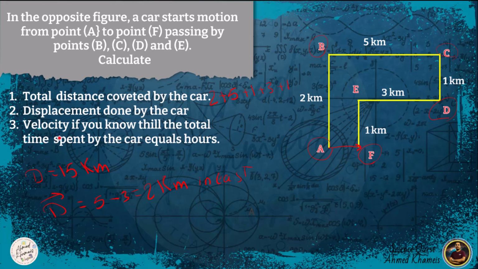And calculate the velocity if you know that the total time spent by the car equals 1 hour. So velocity equals displacement over time. The displacement equals 2 kilometers. The time is 1 hour, so it equals 2 kilometers per hour in the east direction.